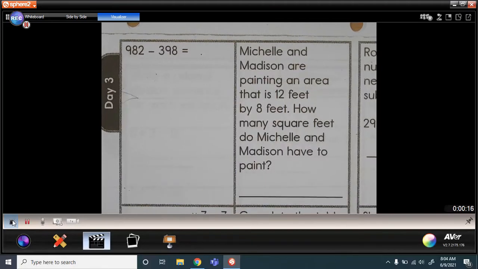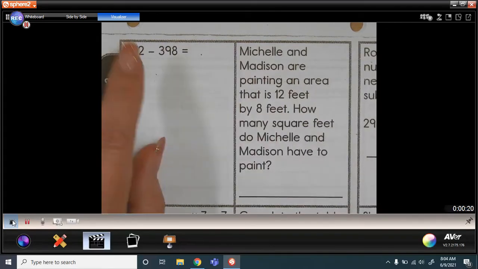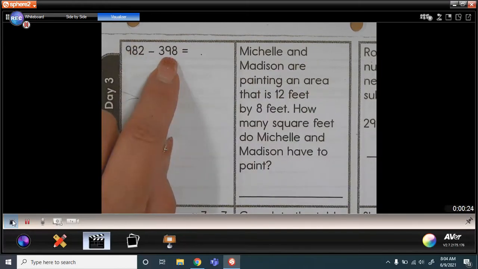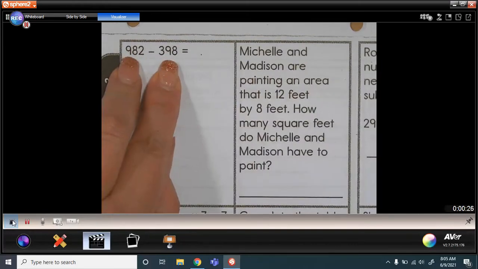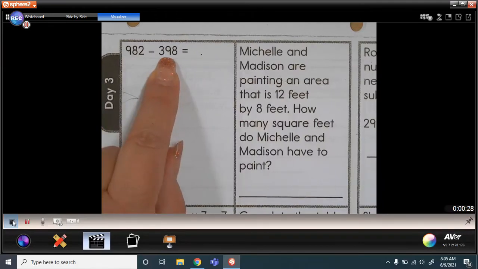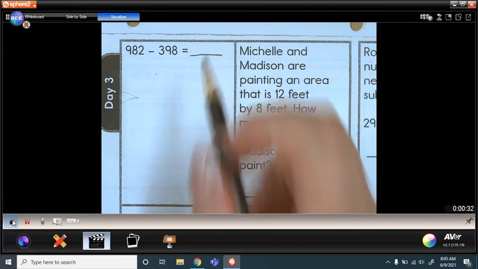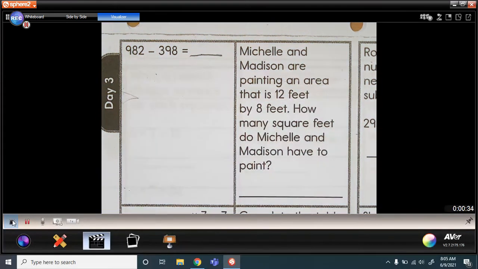So let's take a look at our first problem, which is a subtraction problem, which means we're starting with a whole and we're subtracting part of that away from this whole right here. And we're going to find what the missing part is from that whole. So we're subtracting 398 away from 982.